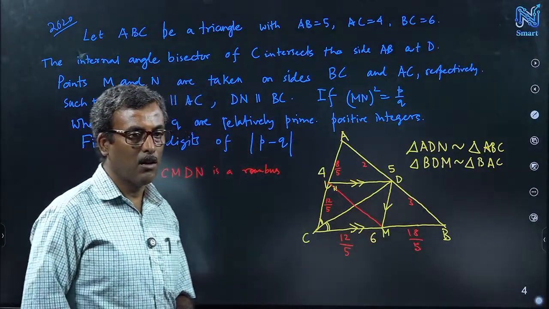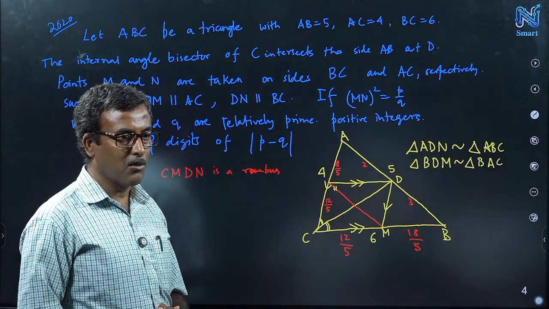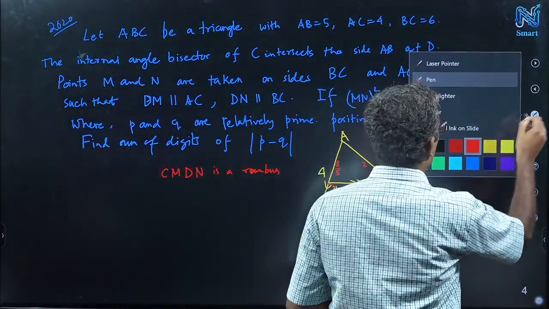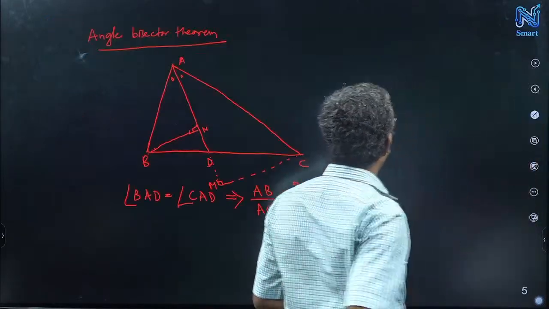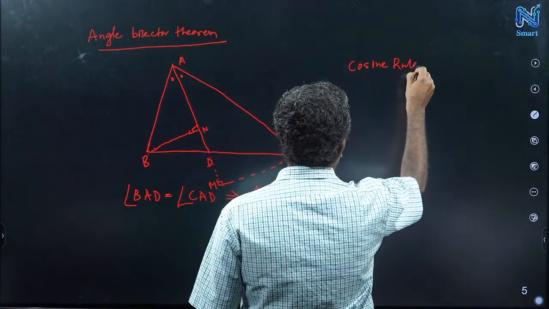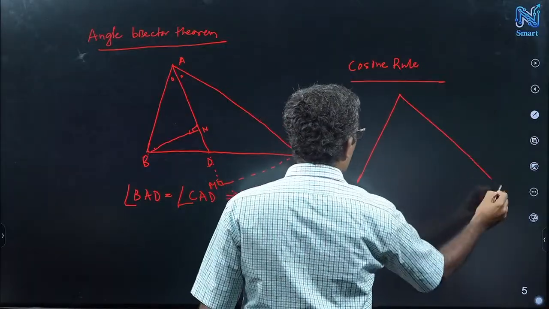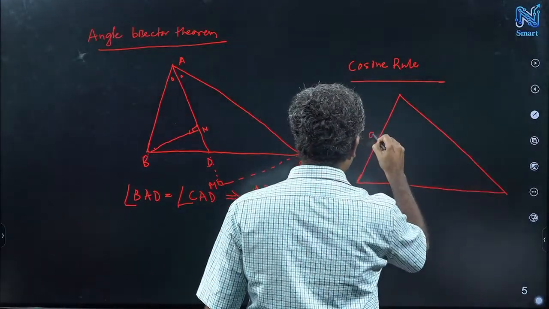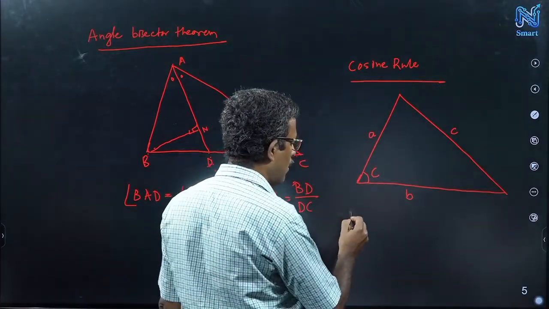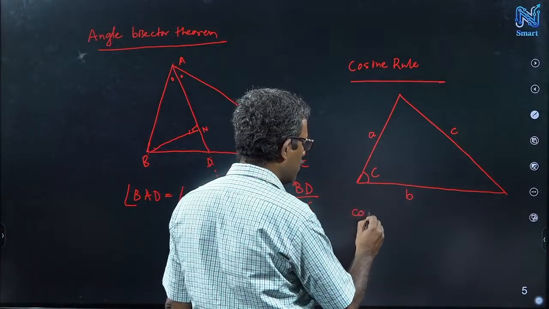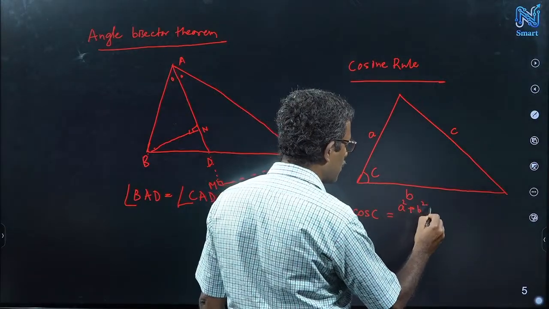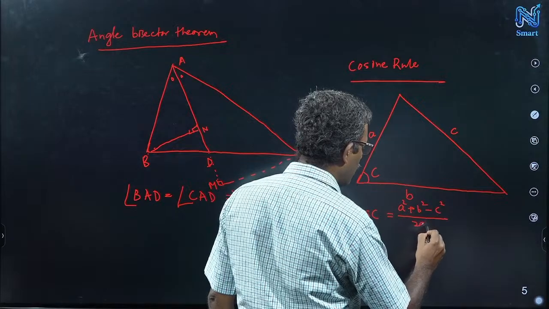You know the cosine rule? For a triangle, if this side is a, this side is b, this angle is C, and this side is c, then what is the cosine rule? Cos C is equal to a square plus b square minus c square by 2ab.